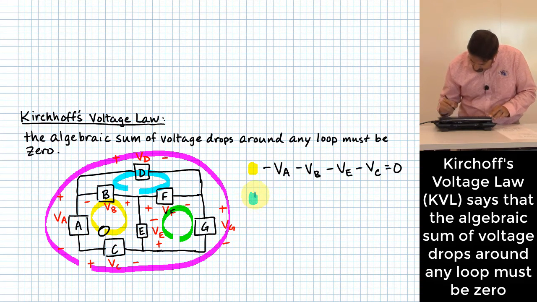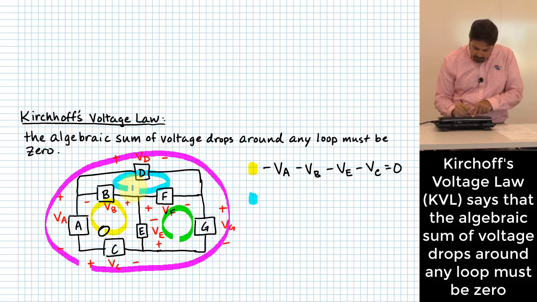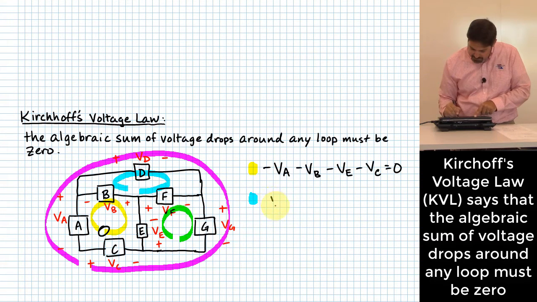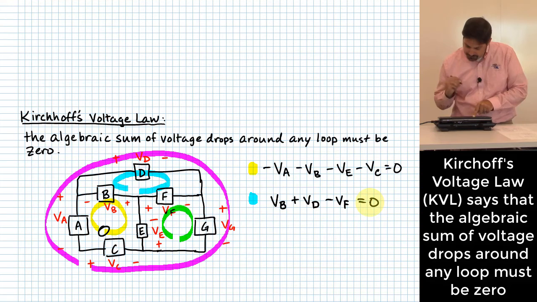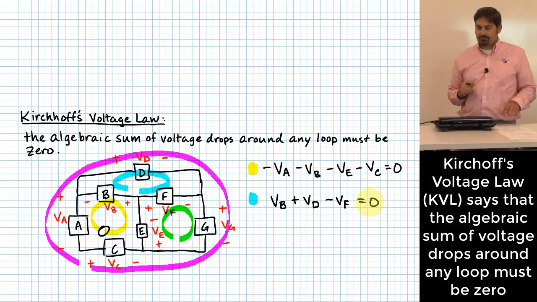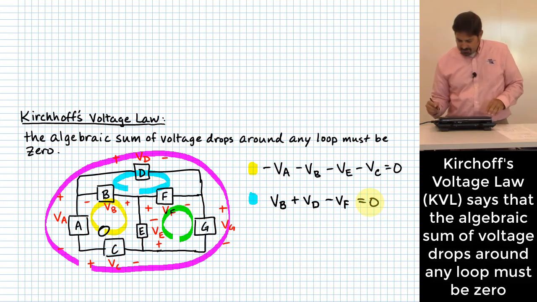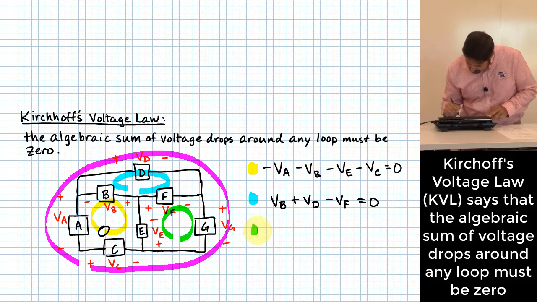Do the blue one next. So the blue one, well, again, we'll start with that little gap right there. What sign do I hit first? Positive VB, right? It's the plus side of the VB. I loop around. What do I hit for VD? Positive. Then I keep looping around. What do I hit for VF? Negative. Not hard, right? Let's do the next one, green one.